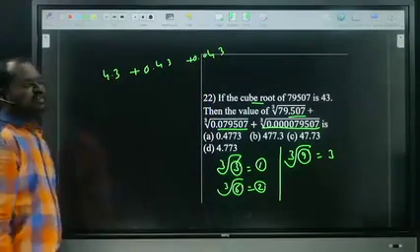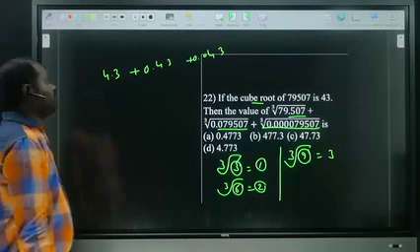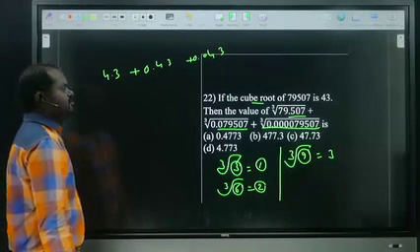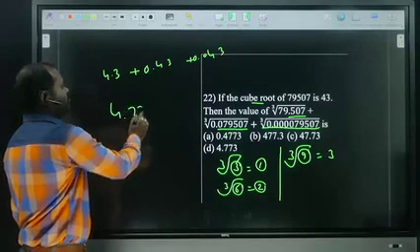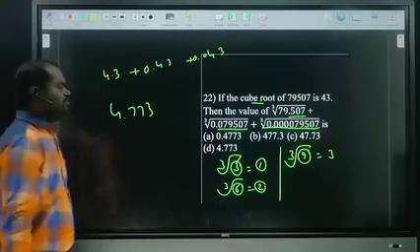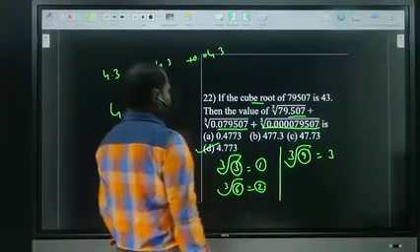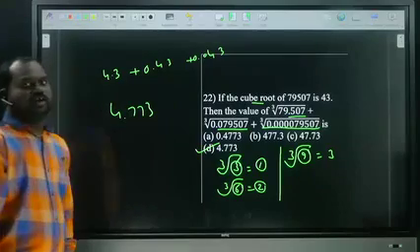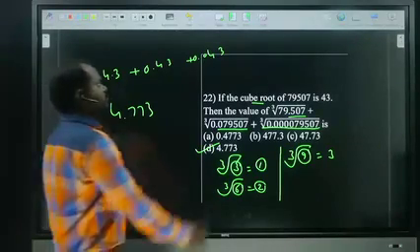0.043, 0.043. Do the addition of that. By doing the addition, what will happen? 4.77. Yes or no? 4.773. 4.773 means which option? Option D. Option D. Okay? Now I said this for your square root model as well as cube root model. Right? Now next.